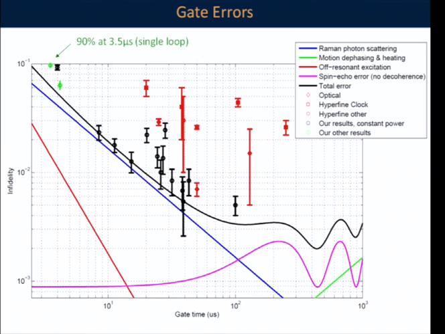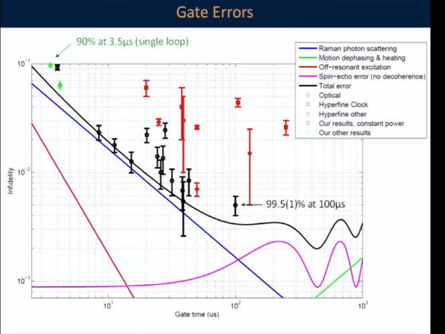So at the fast end here, we get 90% with 3.5 microseconds. So that one is a single loop gate. These green points are sort of non-standard settings. Everything else is the standard settings with 2 loops. And over here, we get down to about 99.5% with a 100 microsecond time. So that's the best effort number.